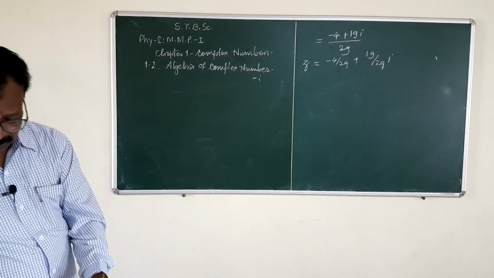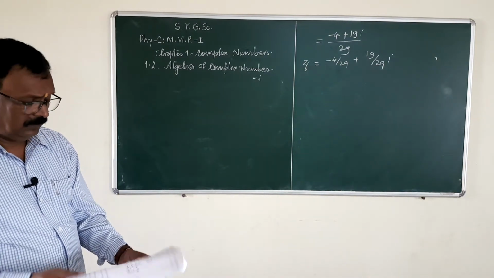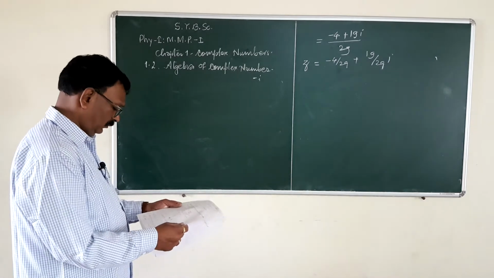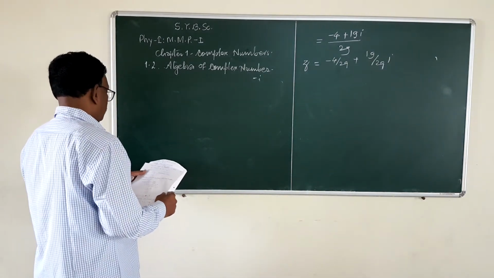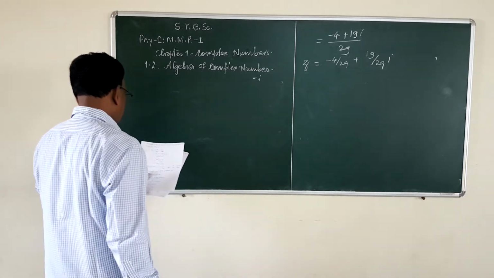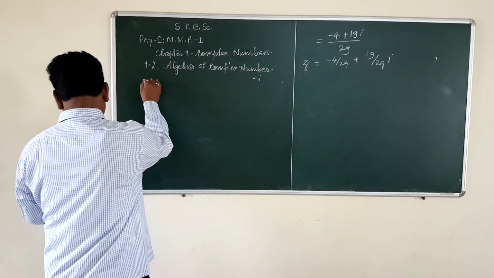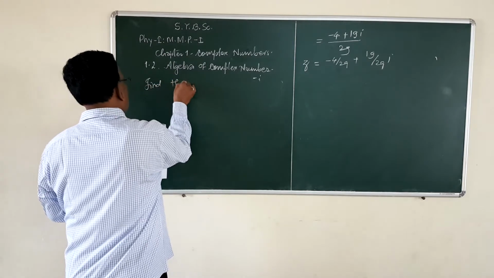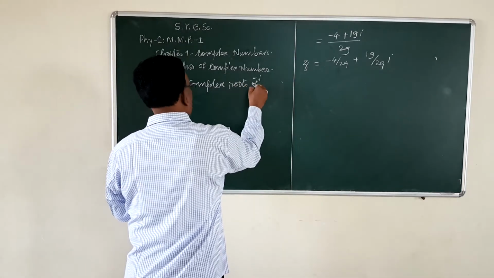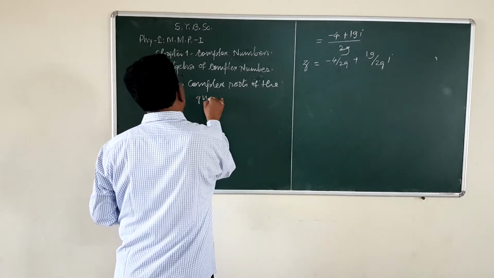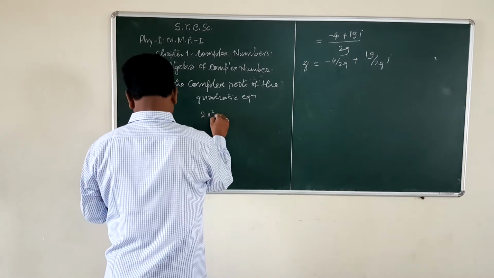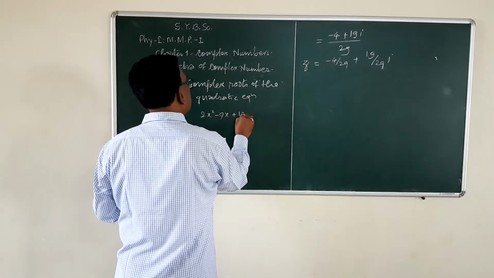Okay, take another example. Find the complex roots of the quadratic equation 2x square minus 9x plus 12 is equal to 0.